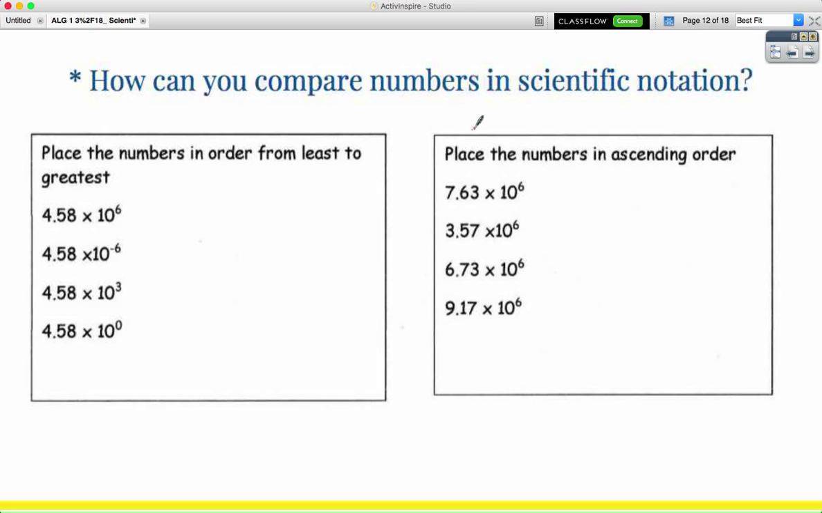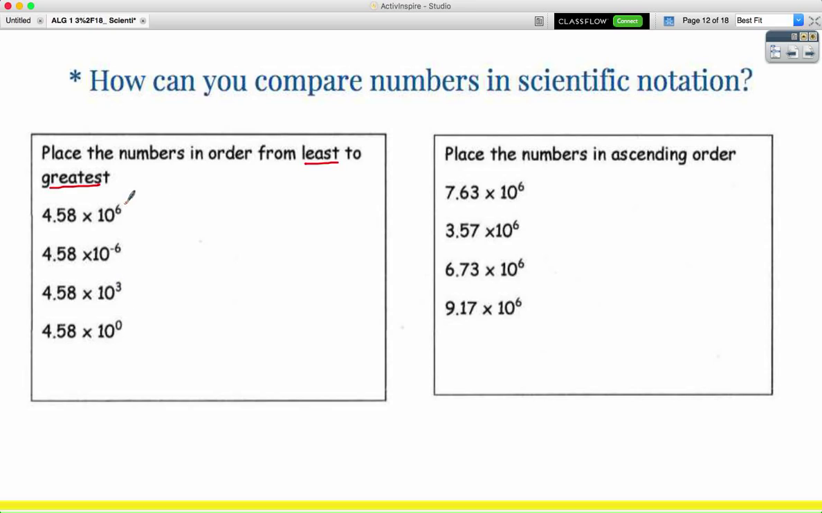So in the first example, I noticed that they're very similar. All of the expressions out in front of the base 10 are exactly the same. So I'm going to have to look at my exponents to tell me more about these expressions. And in fact, when I'm working with scientific notation, I really should reference the exponents first anyway, because they tell me more about which one's bigger than the expressions out front. So I have 6, -6, 3, and 0. We want them from least to greatest.